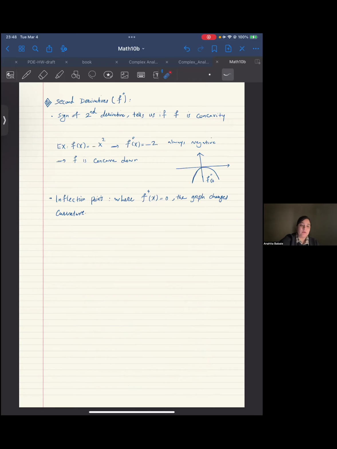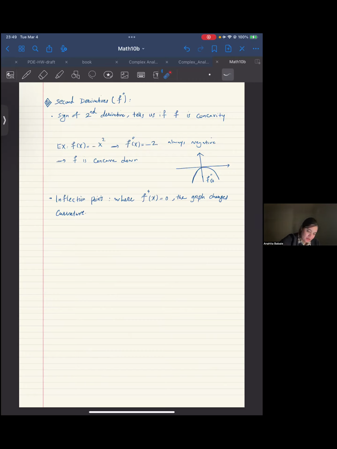So again, looking at an example, this time minus x squared. If we look at the second derivative, it would be minus 2, and as it's always negative, we conclude that our function is always curving down.